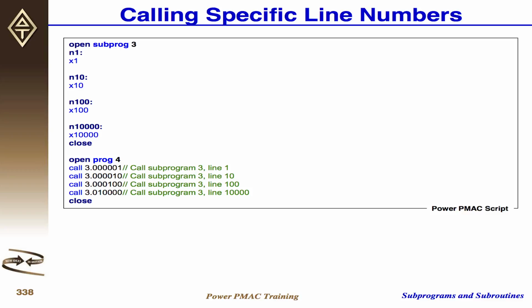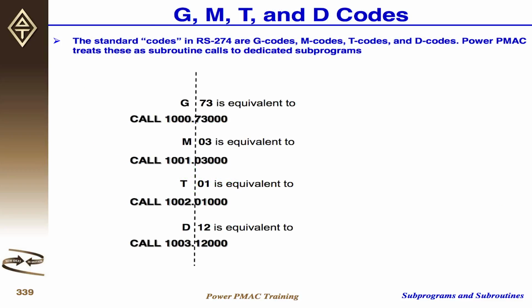And then in the program, you need to number like this: N1, N10, N100, N1000, colon, and the motion command you want to do. So you can use the Power PMAC as a general automation controller in many applications, but you can also use Power PMAC as a CNC controller with this subroutine feature. So this enables you to have the Power PMAC as a machine tool controller.